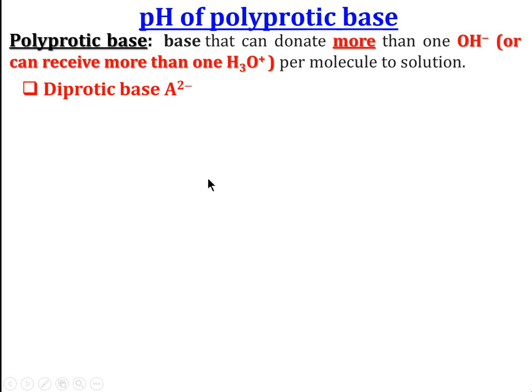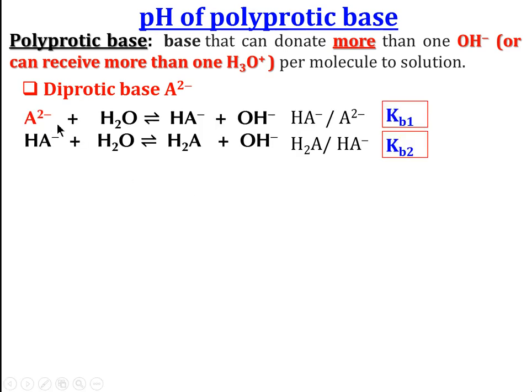Consider a diprotic base A2 minus. What would happen when A2 minus is put in solution? We have two reactions. A2 minus in water dissociates to HA minus and OH minus, and K of reaction 1 is equal to Kb1. Then HA minus continues the dissociation to H2A and OH minus, so K of reaction 2 is equal to Kb2.